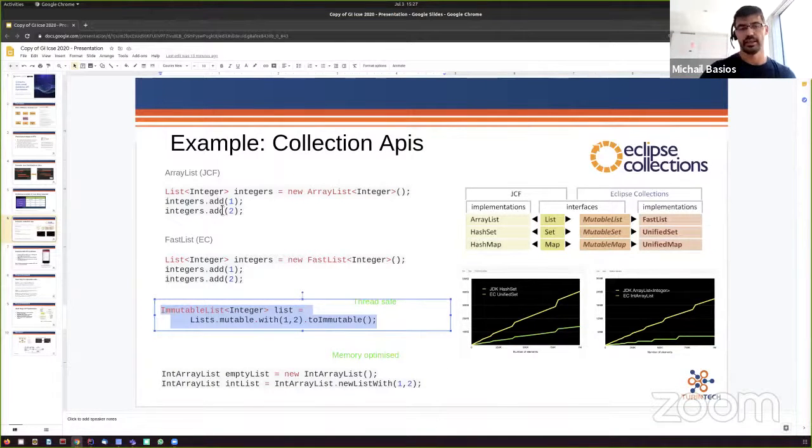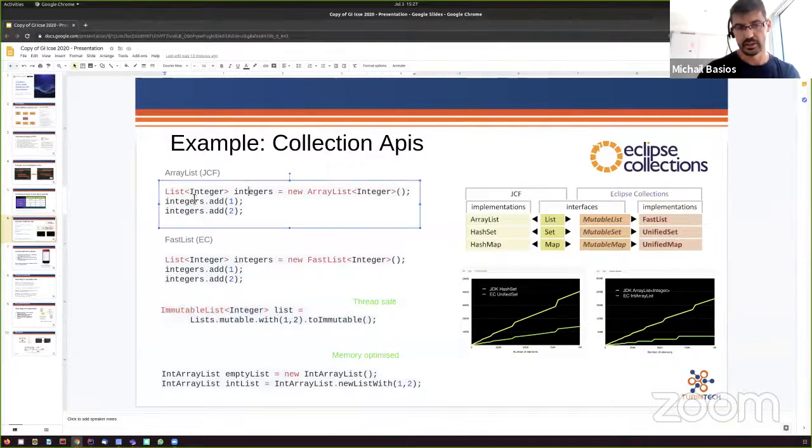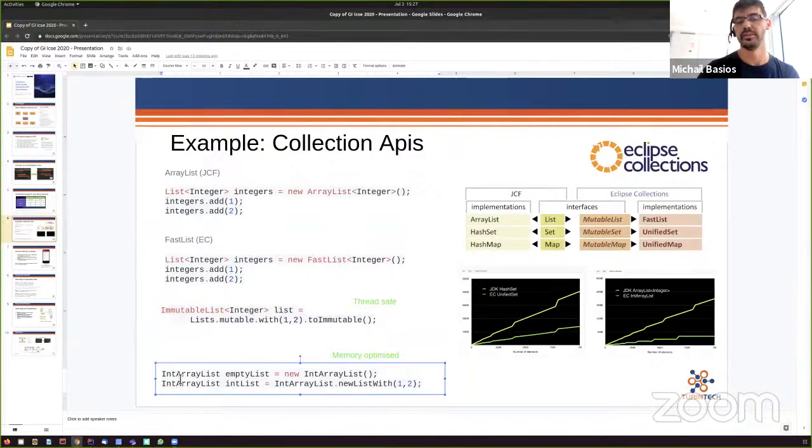Or in this case, which is for integers, you can use another collection that is specific to a primitive type. So this version of the collection can be better if you are aiming to optimize memory.